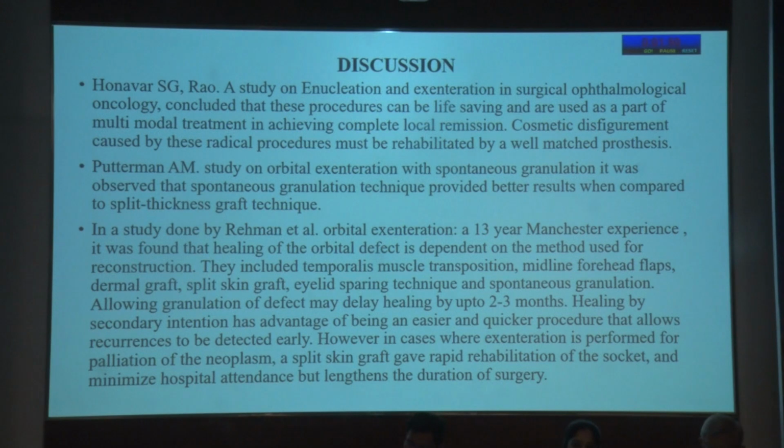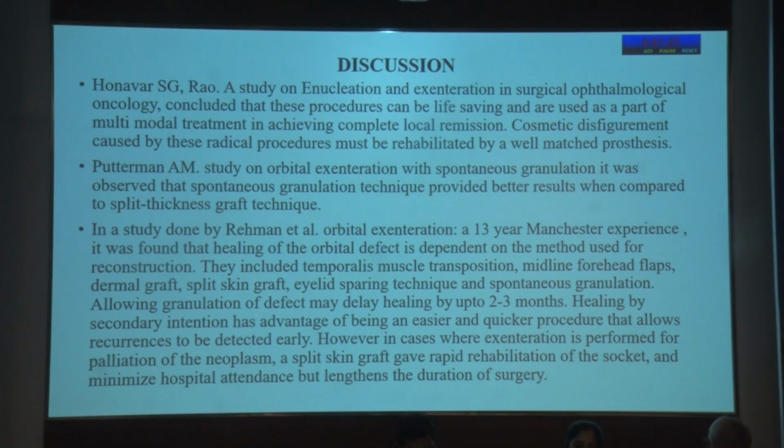In a study done by Rahman et al. on orbital exenteration, a 13-year Manchester experience, it was found that healing of the orbital defect is dependent on the method used for reconstruction. They included temporal muscle transposition, midline forehead flaps, dermal grafts, split skin grafts, eyelid sparing technique, and spontaneous granulation, allowing granulation of the defect, with healing taking up to 2 to 3 months.